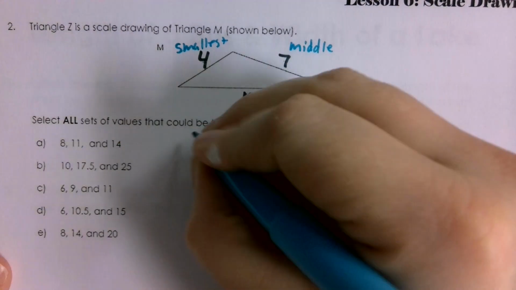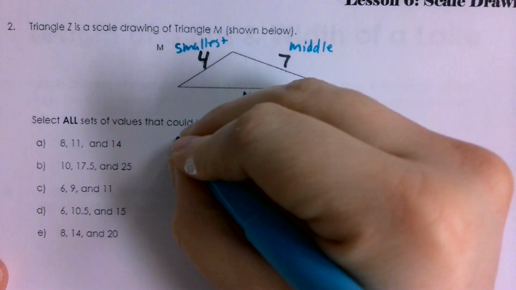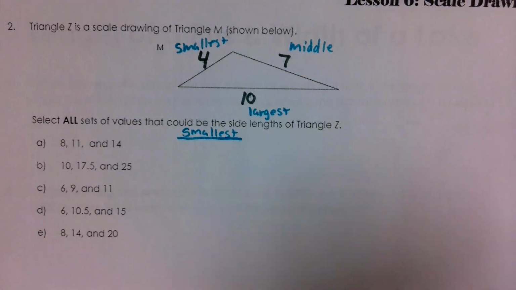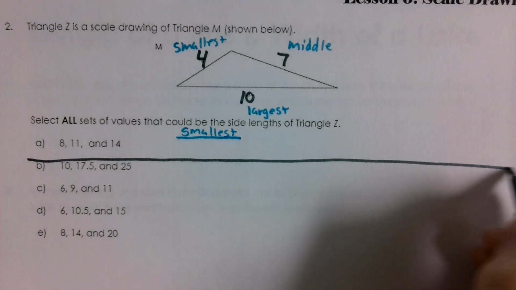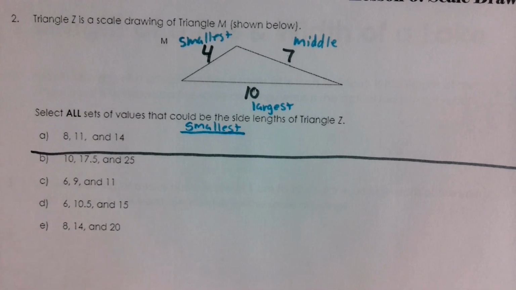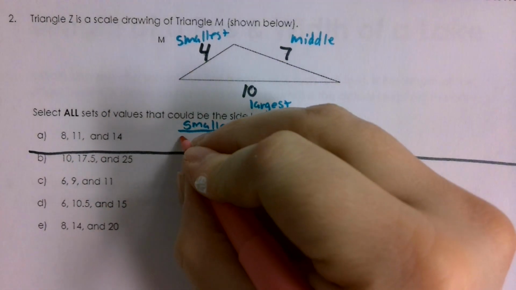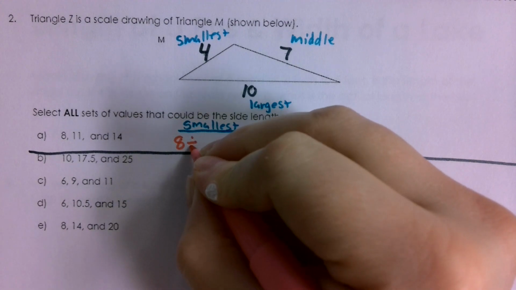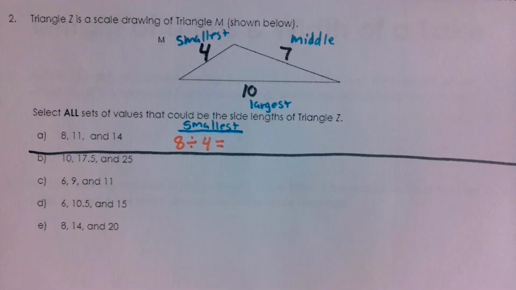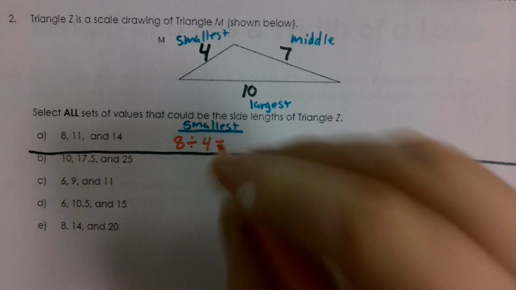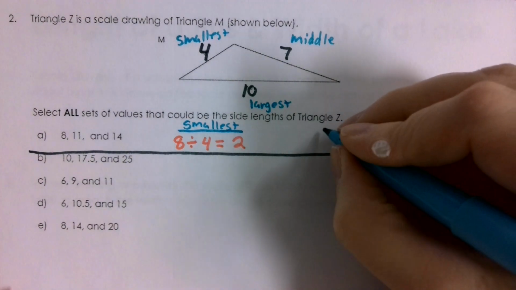Let's focus first on the smallest. When we focus on our smallest, and I'm going to put a line through here, which one of these numbers is our smallest up here? The 8. So we're going to take the 8 and divide it by the 4. And what is 8 divided by 4? 2. Okay. Now we're going to focus on the middle.